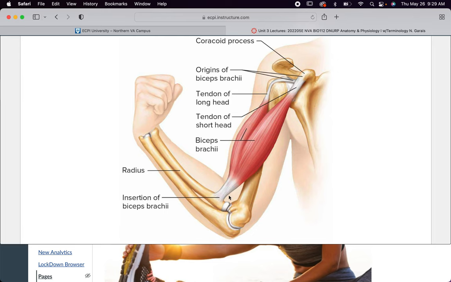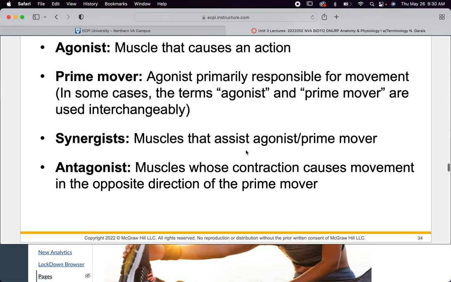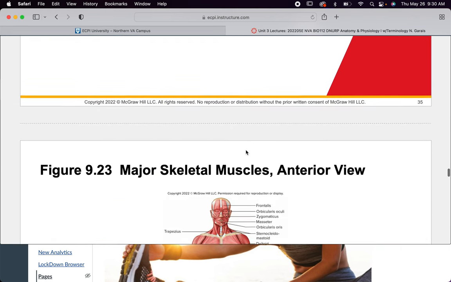This side. Which one moves a lot? This side. And now you could see the insertion of your biceps brachii is your radius. So if I break my radius, or this tendon right here, can I flex my arm? No, I cannot. Agonist, prime mover, synergist, we already went over that.